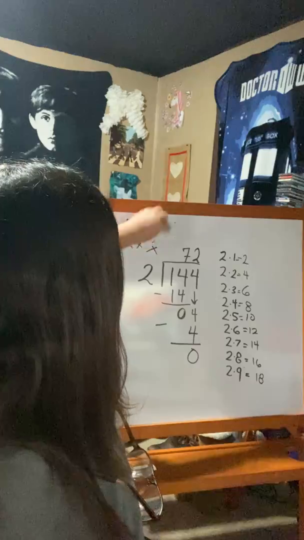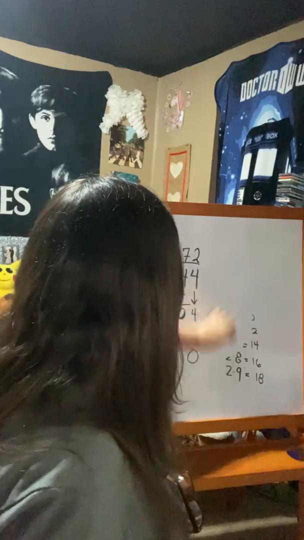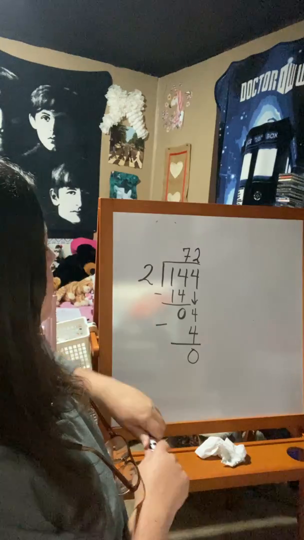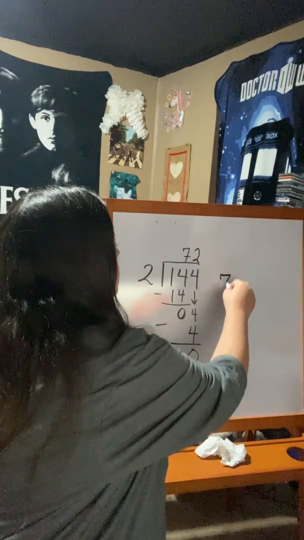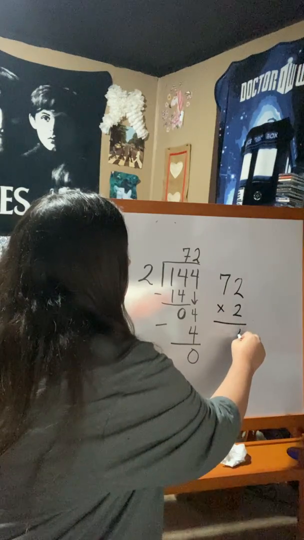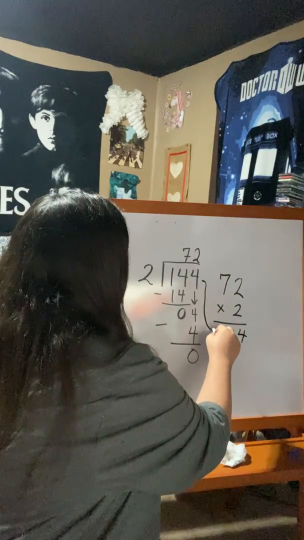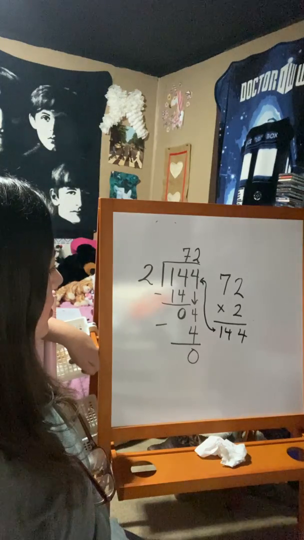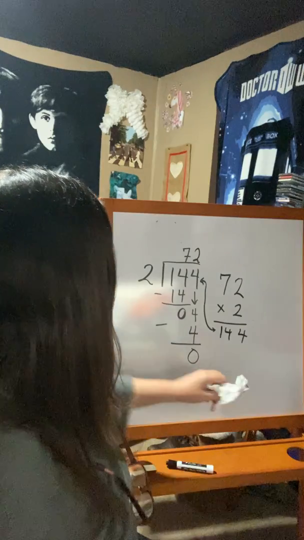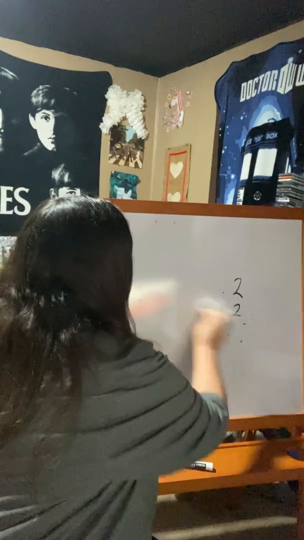Let's erase this stuff and check our answer. What is 72 times 2? 2 times 2 is 4. 2 times 7 is 14. So 144 matches 144. It matches, all checked out. Okay, that's 2 problems off of that sheet, and looks like some of them are going to have remainders.